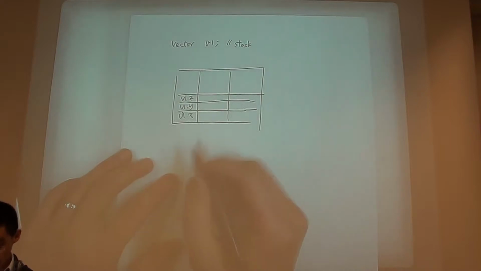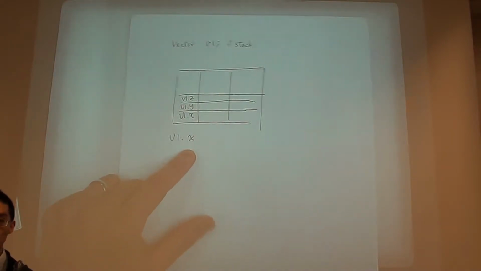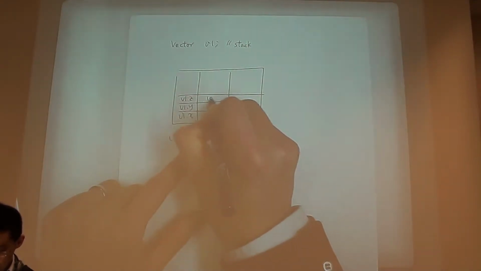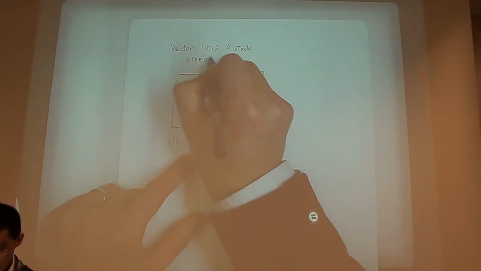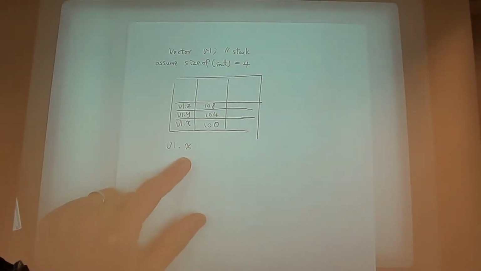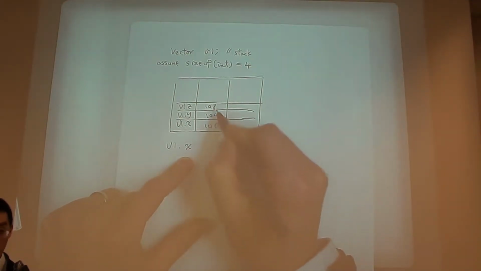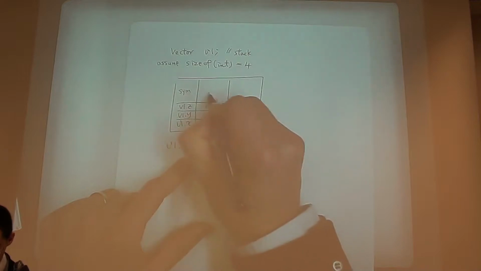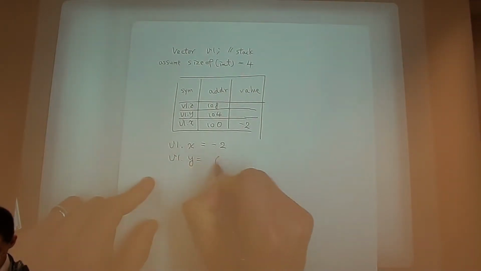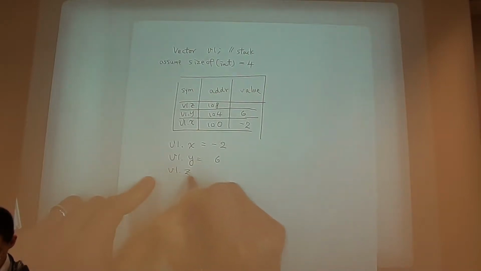Now the syntax is v1 dot x. That means you are retrieving the attribute x. Let's say the addresses are 100, 104, 108, assuming the size of int is 4. That's the reason the distance is 4 bytes. It's a simple address there. So if I say v1.x equal to -2, I put -2 here. And I can say v1.y equal to 6, I put 6 here. And v1.z equal to 4, I put 4 there.